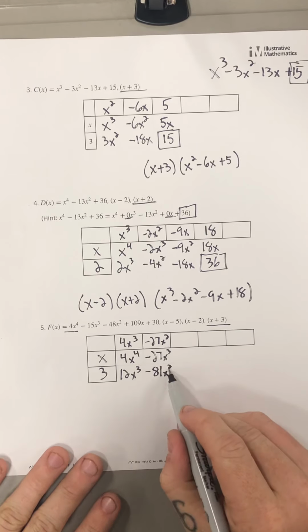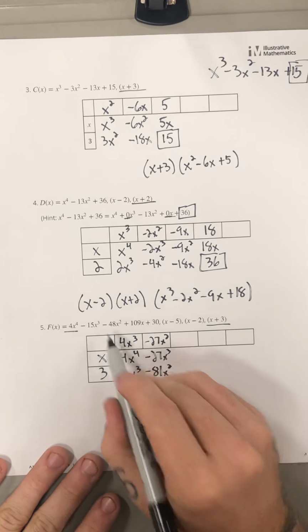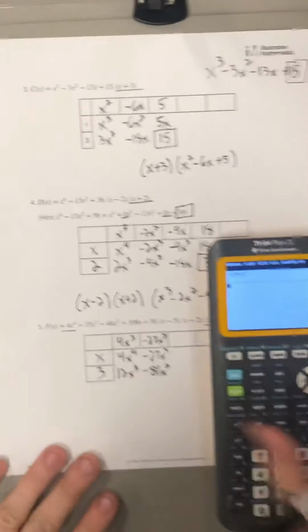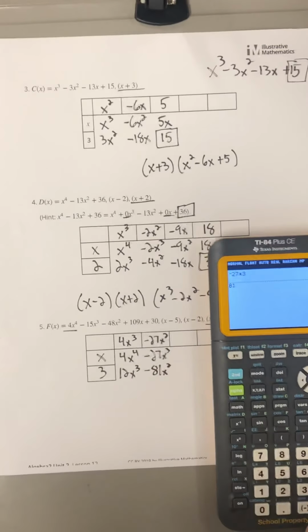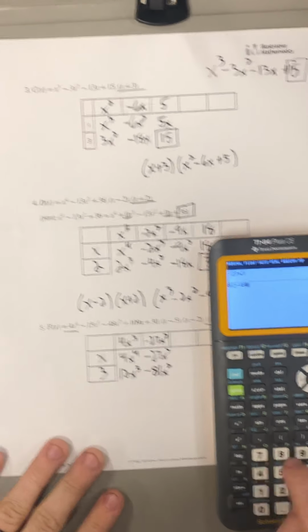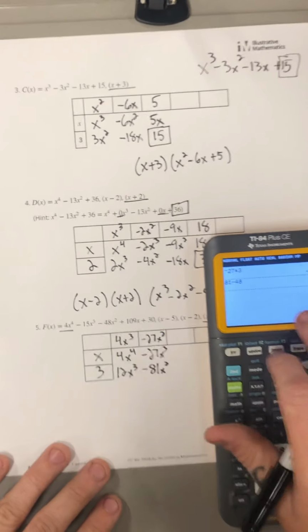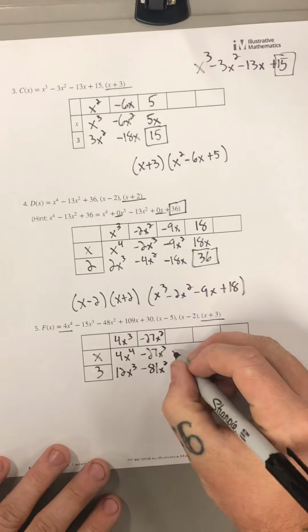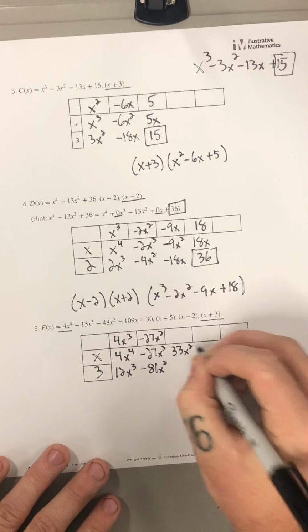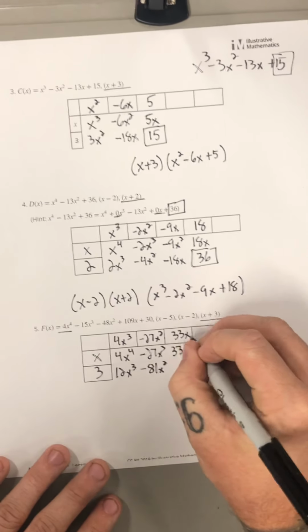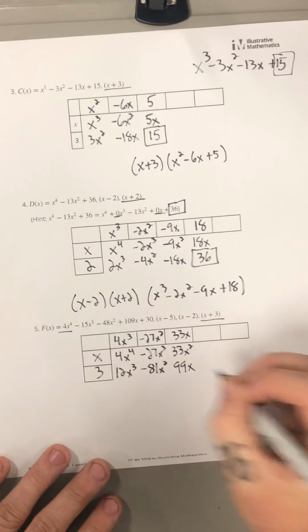So now we're looking at x squared. I need it to go from negative 81 to a negative 84. So I'm going to go 81 minus 48. Oh, sorry, 48, not 84. So I'm going to need to add 33x squared, which makes this 33x, which makes this 99x.